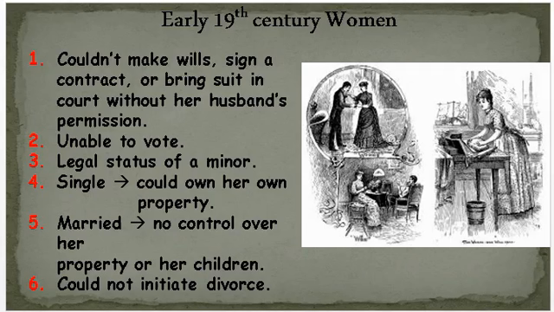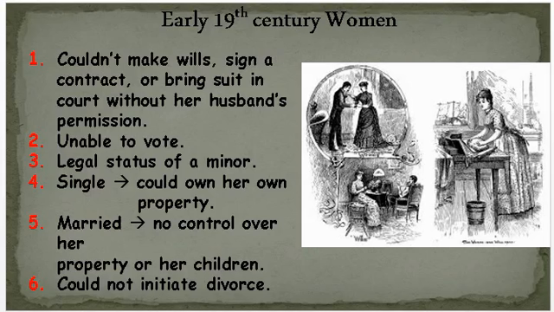What were their rights like? Or what were their rights not like? You're going to see that they didn't have certain rights. Well, they couldn't make wills, they couldn't sign a contract, and they couldn't sue anyone in court unless their husband said it was okay. They also could not vote. They had the legal status of a minor, which meant if they were accused of a crime or did something, they did not have the same rights as a kid. If they were single, they could own their own property, but once they became married, they had no control over their property or their children.